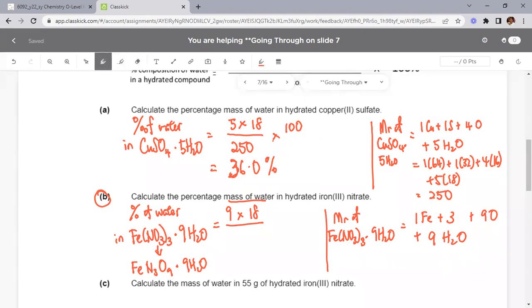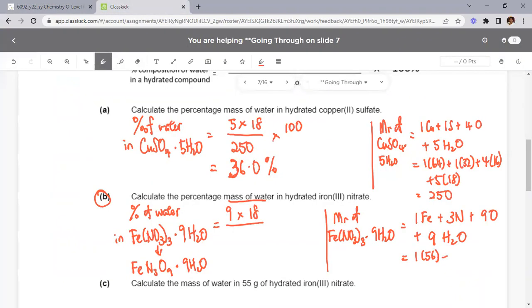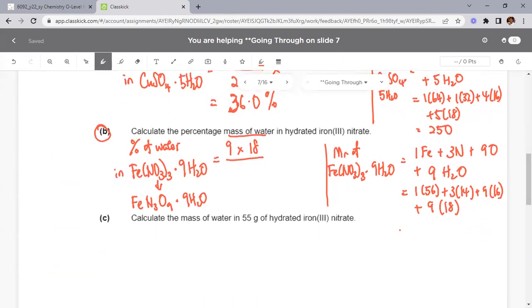Okay, so this will be 1 times 56. Okay, Fe, I'll just double check. Fe is 56, right? Yes, the relative atomic mass of Fe is 56. 3 times of nitrogen, nitrogen is 14. 9 times of oxygen, 16. Plus 9 times of water, which is 18. Okay, so press your calculator to find all this. So 56 plus 3 times 14 plus 9 times 16 plus 9 times 18. You're going to get 404. Okay, 404 over here. So I'm going to write 404 here.